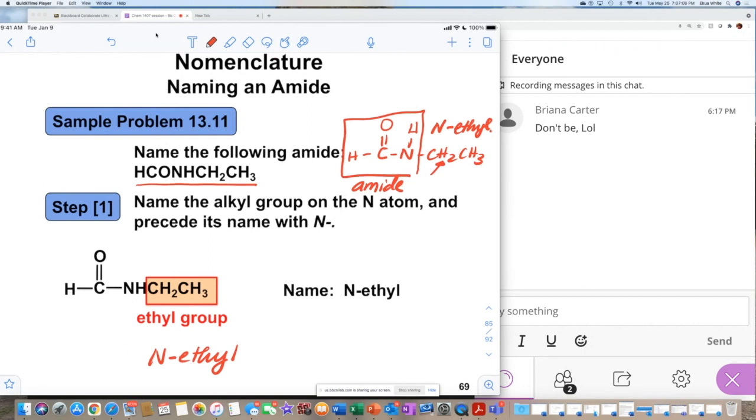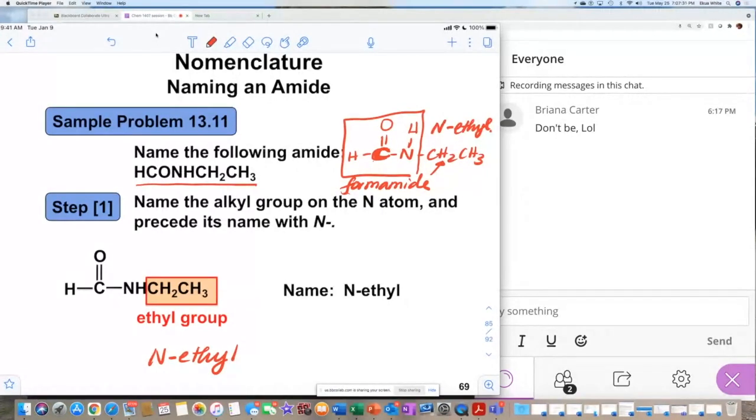Hold on a second, I forgot one thing. This is an amide. We have to look at how many carbons we have on this side. We only have one carbon. I'm a little rusty, y'all. We only have one carbon here, so that's going to be formamide, like formaldehyde or formic acid.